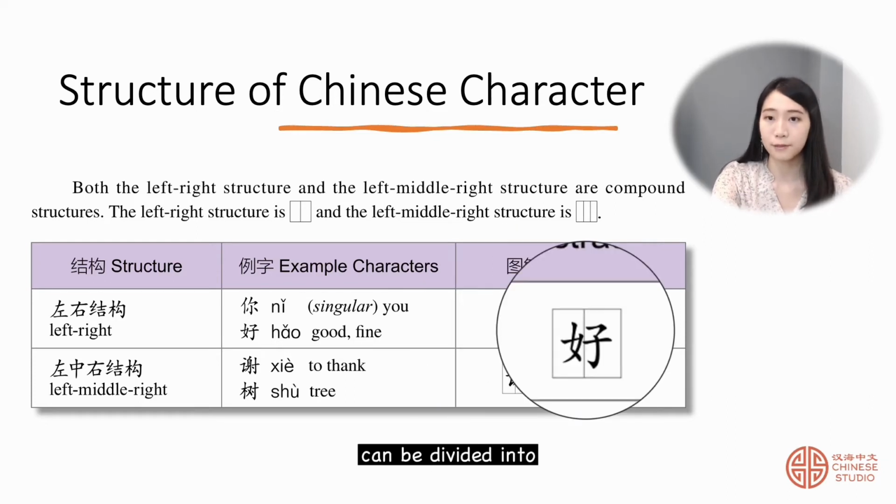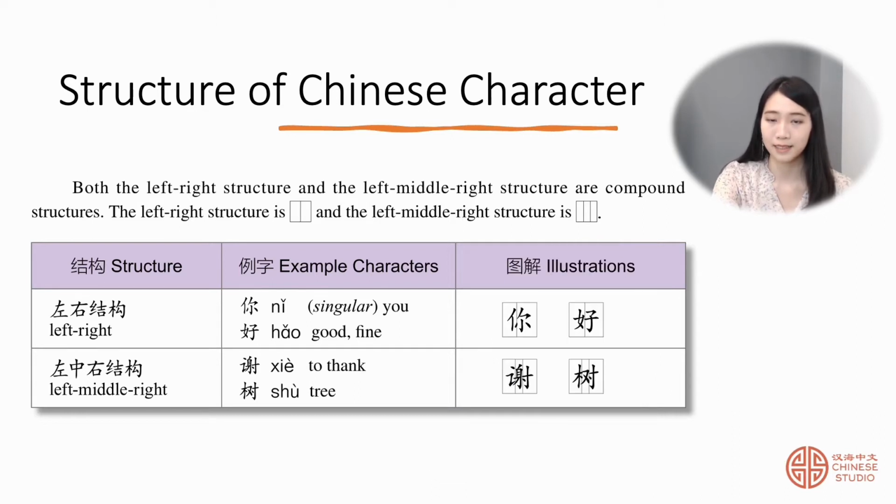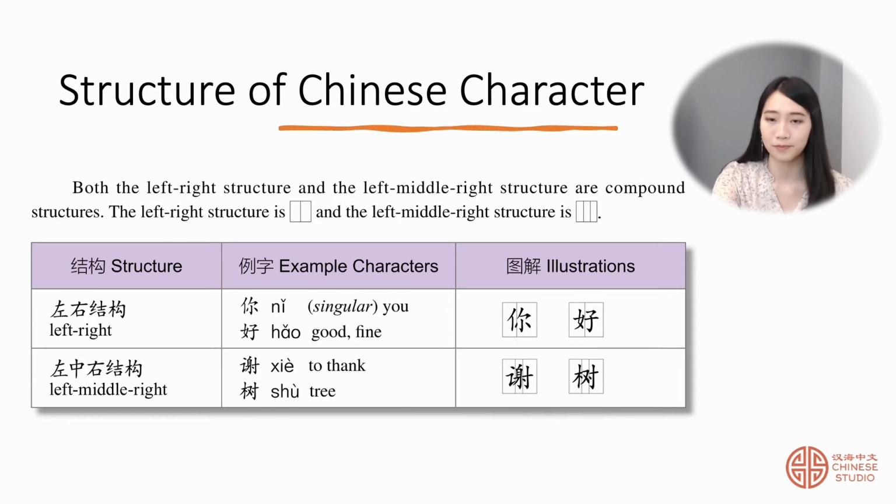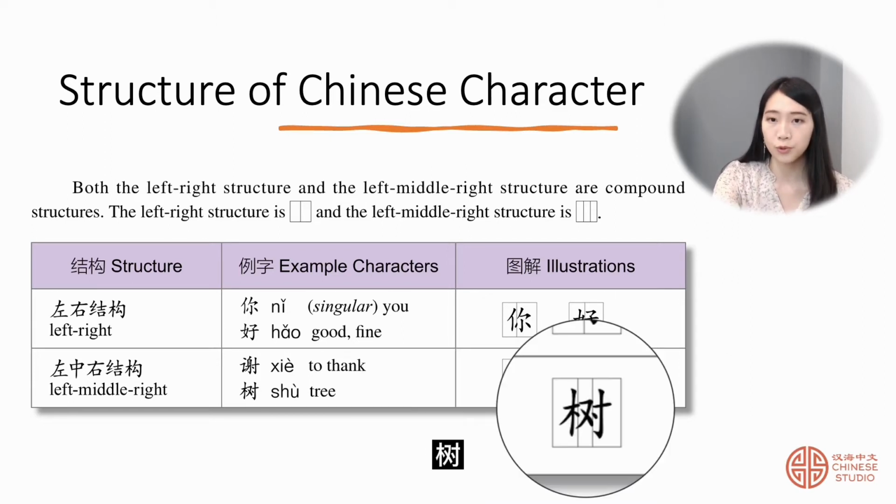好 can be divided into 女 and 子. 谢 can be divided into 言, 身 and 寸. 树 can be divided into 木, 又 and 寸.